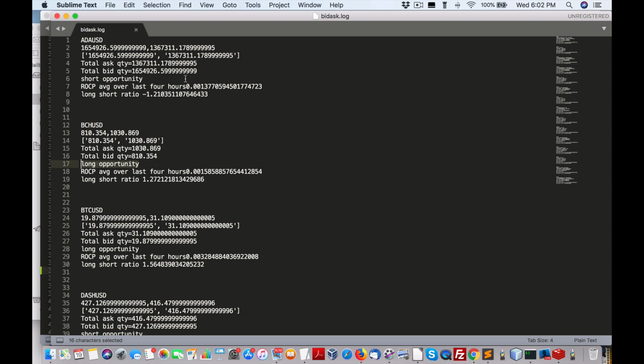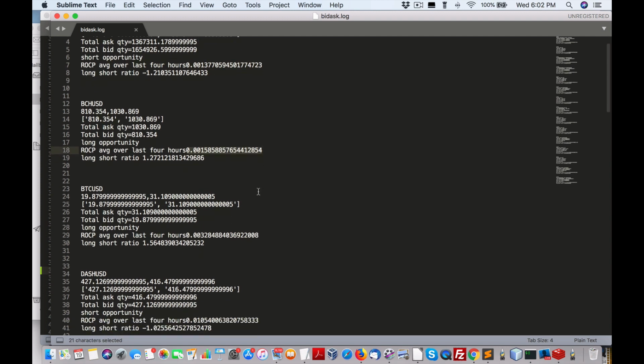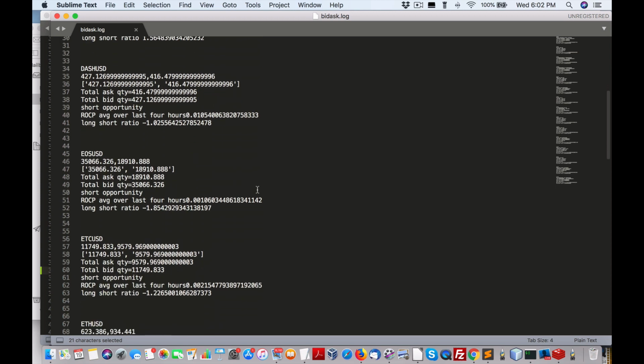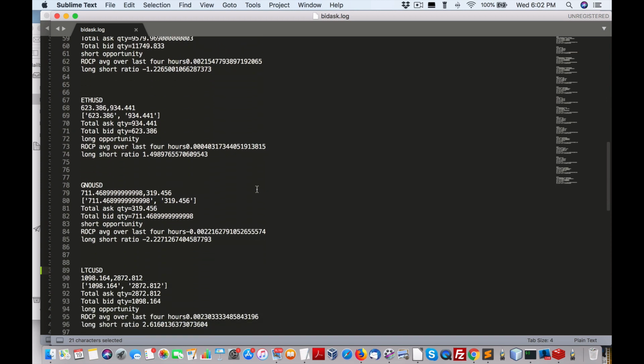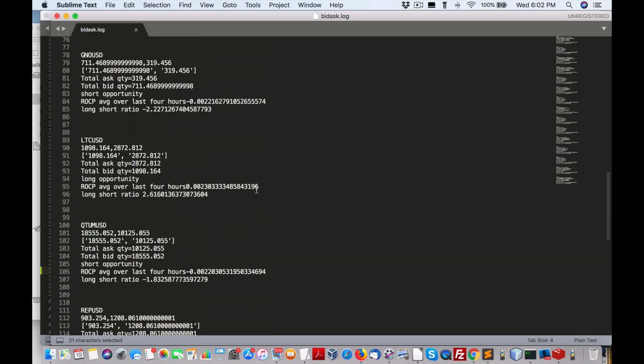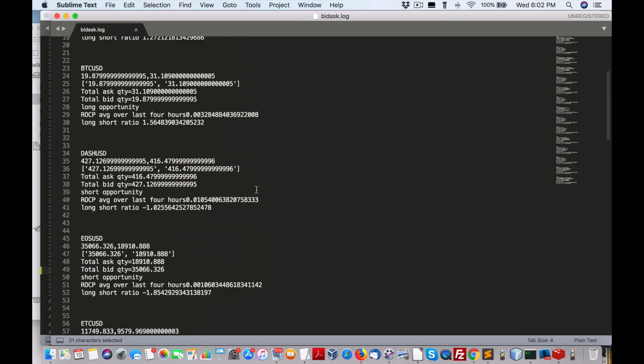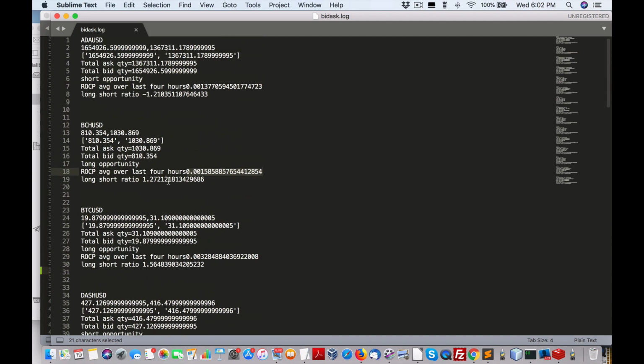On top of that, I can measure the rate of change percent-wise over the last 4 hours. So this is just another measurement that you can use for the speed of the change, if it's long or short. The other big thing that you will see is what I call long-short ratio, which is just basically the ask divided by the bid, which gives you a ratio.